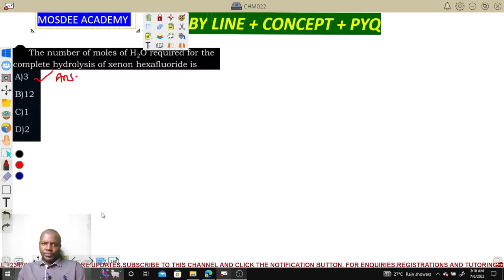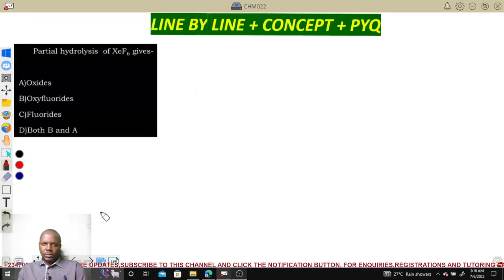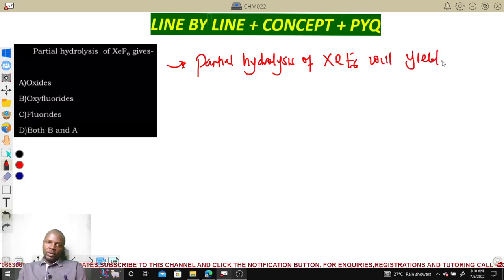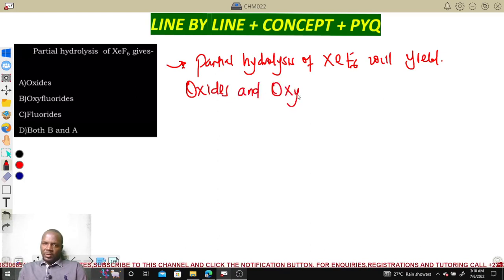So the next one, partial hydrolysis of XeF6 will give you, you can write this quick concept. Partial hydrolysis of XeF6 will definitely yield oxides and oxyfluoride.